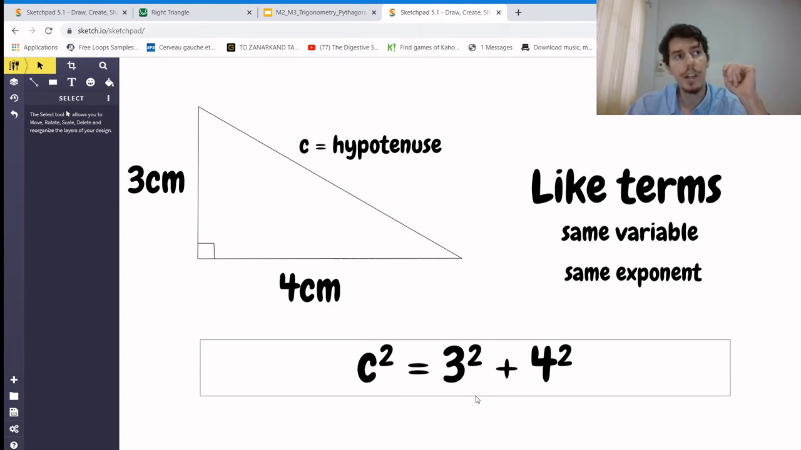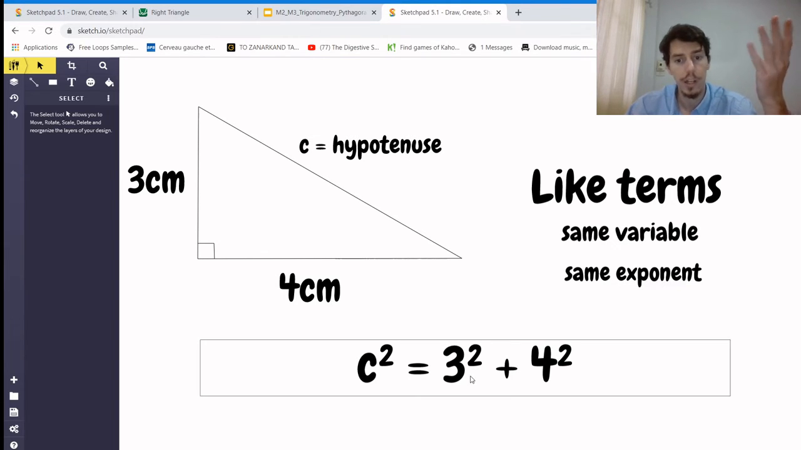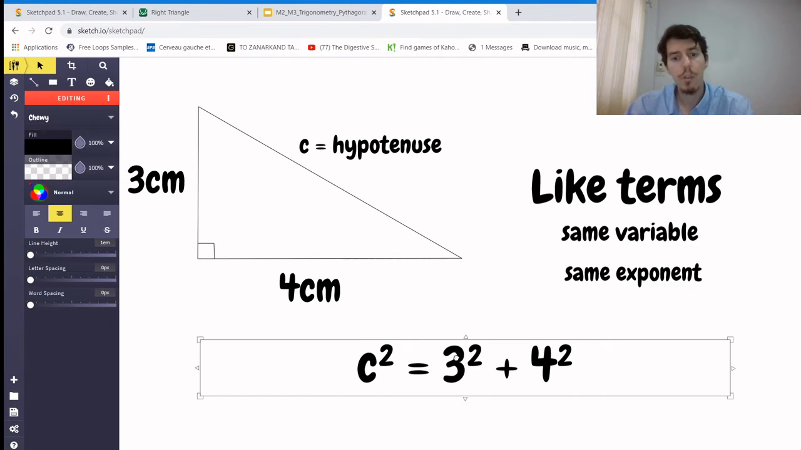The very easy like terms to find are usually the numbers, because numbers have no variable. Here 3 squared doesn't have a variable. It's only a number. So these two numbers, we can put them together. All right, how do we do this?